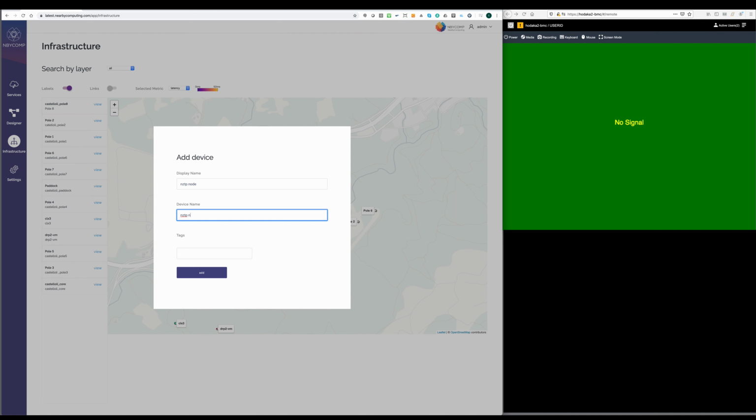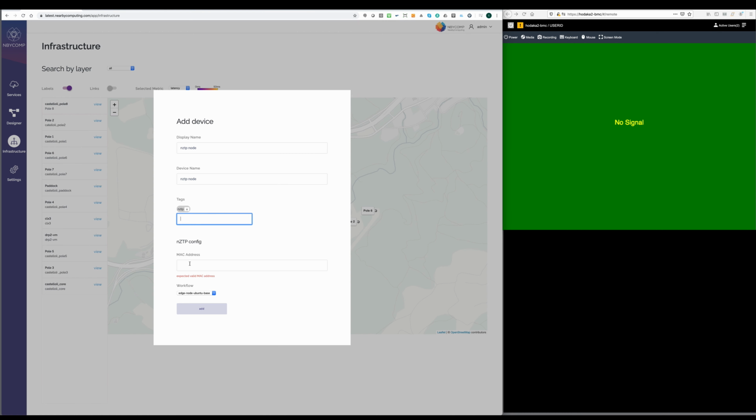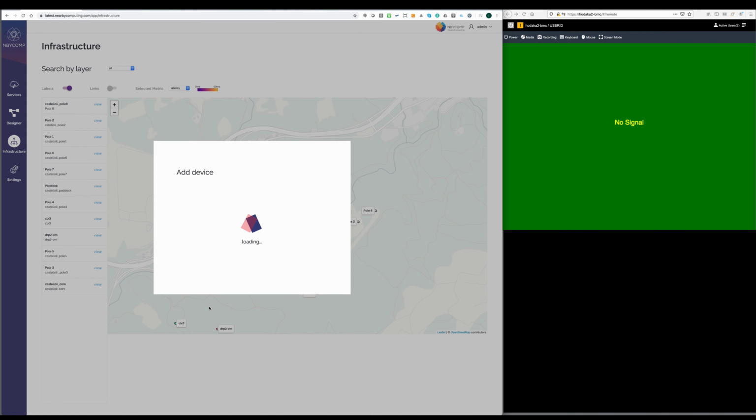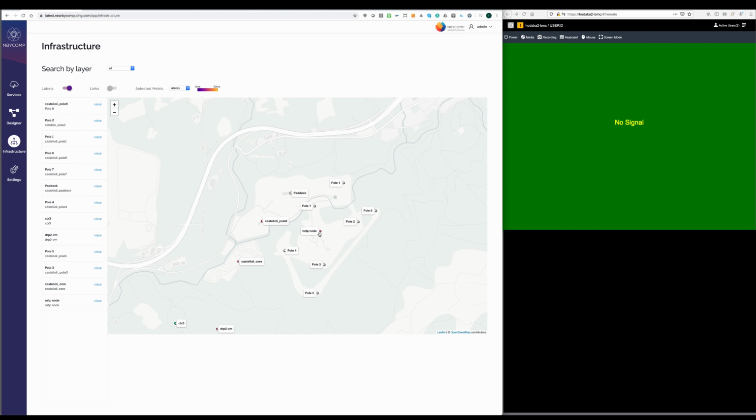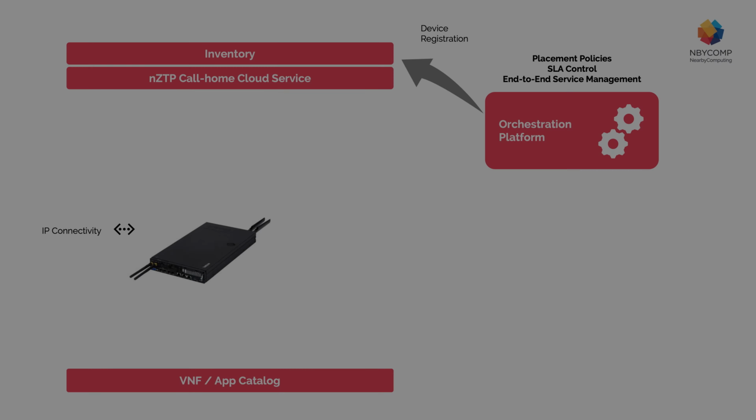It is also possible to provide a number of tags associated to the device for further search capabilities in the platform. One of those tags is special. It's the NZTP tag. It tells the system that this node will be automatically onboarded, and the telco would be able to decide what flavor of operating system would be used for provisioning. At this point, the node is ready to be onboarded. It shows in the map, but is not yet provisioned.